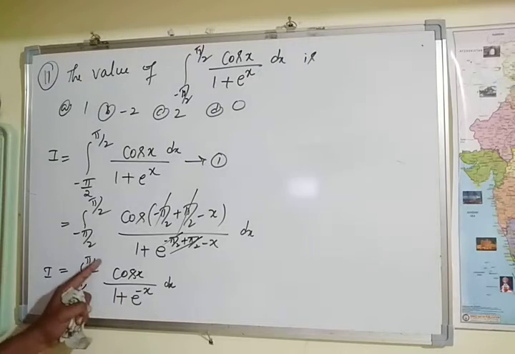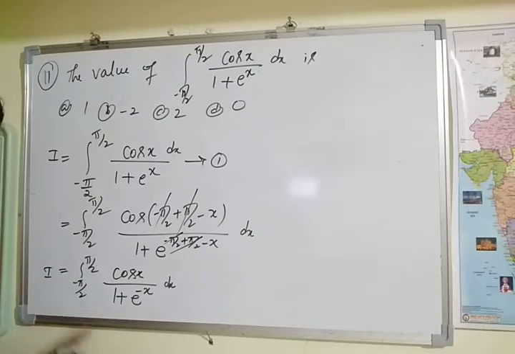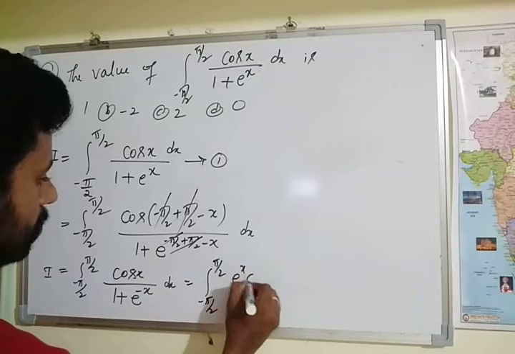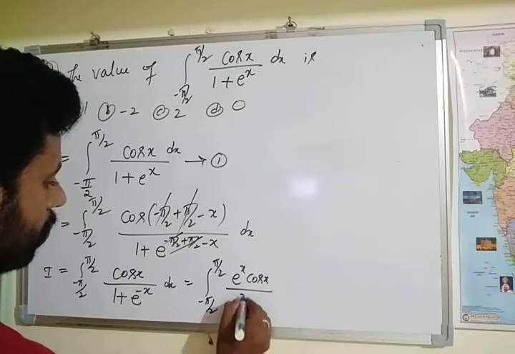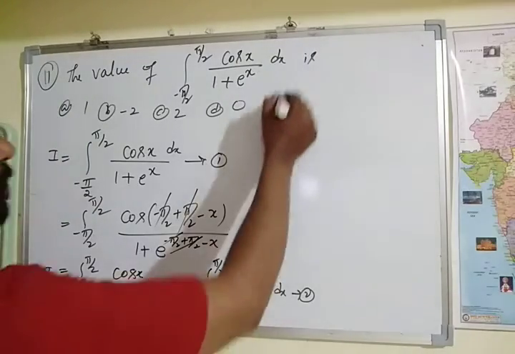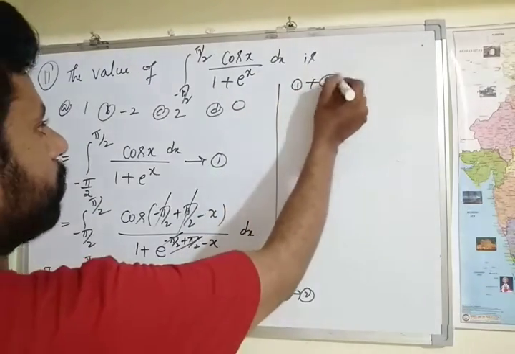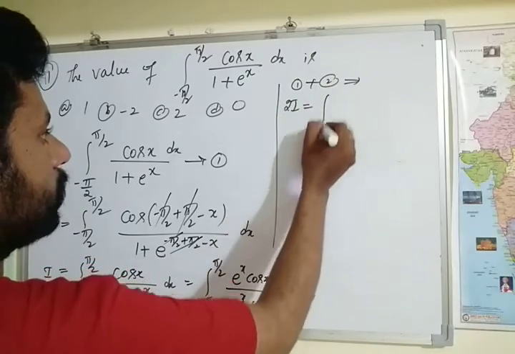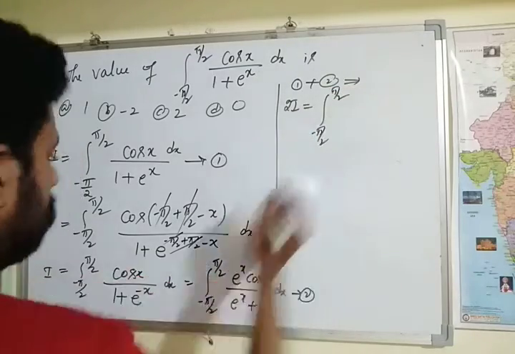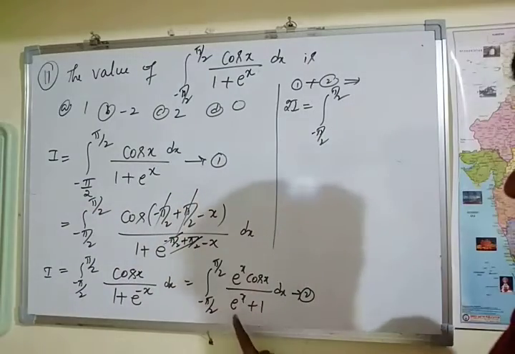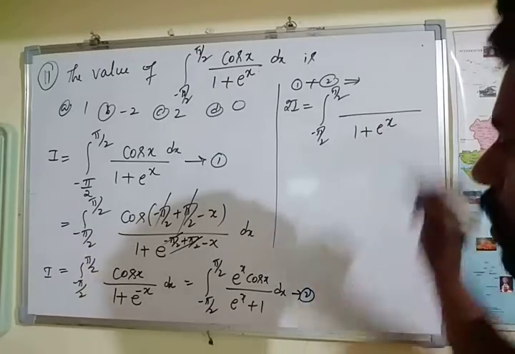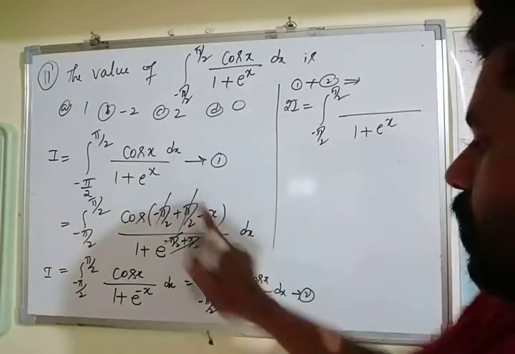Cos x divided by 1 plus e to the power minus x into dx. Now here, both numerator and denominator are multiplied by e to the power x. We get integral of minus pi by 2 to pi by 2 e to the power x into cos x divided by e to the power x plus 1 into dx. Consider equation number 2. Now here adding 1 and 2, 1 plus 2 implies I plus I, that is 2I, is equal to integral of, here the limits are the same, minus pi by 2 to pi by 2. Here we have cos x. See, the denominator is e to the power x plus 1 or 1 plus e to the power x. The denominator term is the same, 1 plus e to the power x. So in the numerator, here we have cos x, here we have e to the power x cos x.